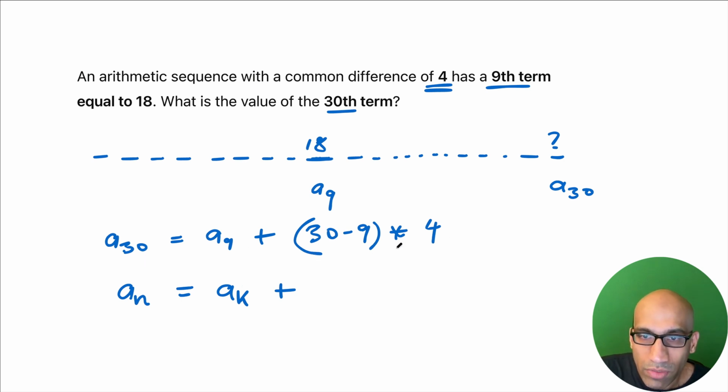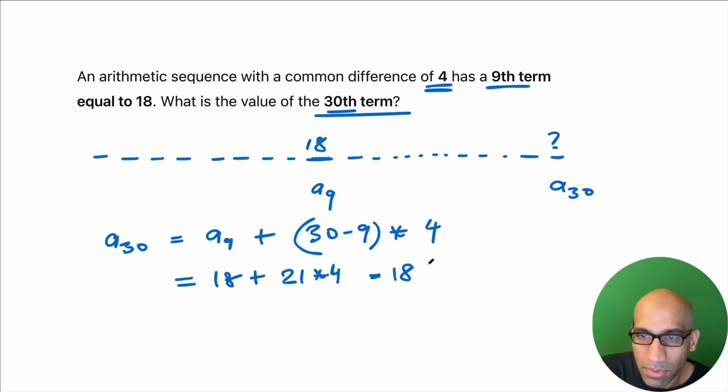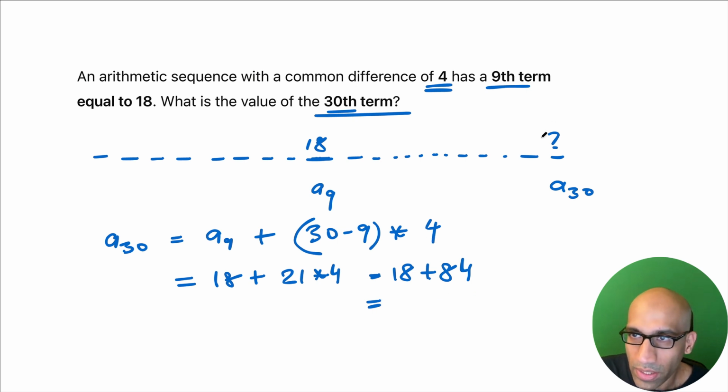Okay, so then you want to solve it, right? What they're saying is, what is the 30th term? And they've given you the ninth term, which is 18. So you can write this as 18 plus 30 minus 9, which is 21, times 4, and then you can simplify this as 18 plus 84, and that gives you 102 as your answer. And so this is your answer for this particular problem. In other words, this is going to be 102 if you keep adding 4 this way.